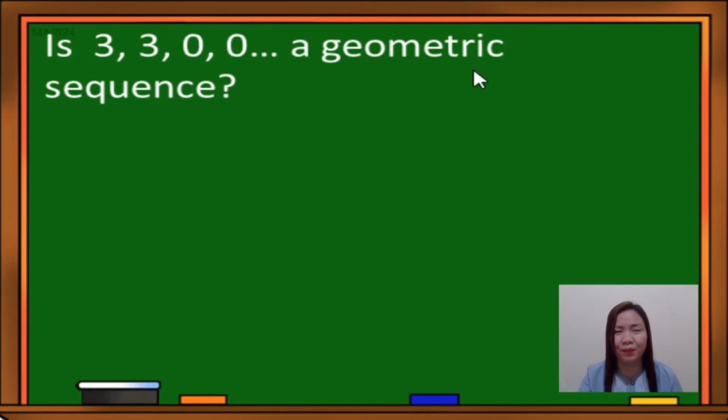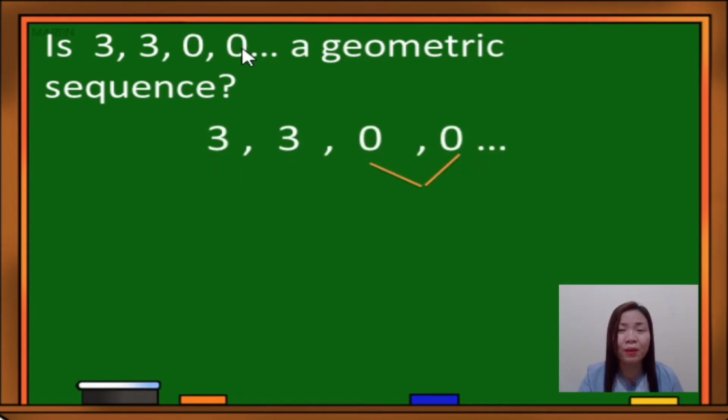Another example is 3, 3, 0, 0. Is it a geometric sequence? As you can see here, we have 0, 0. So it is 0 divided by 0. What is the answer? Can we say that 0 over 0 is 0? The answer is undefined. We cannot define how many 0 are there in 0. So the answer is undefined.